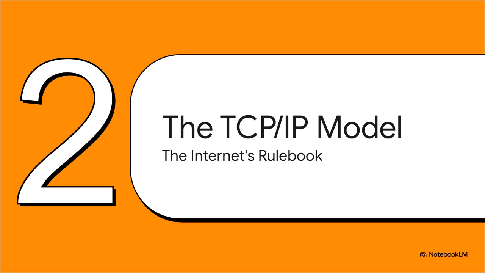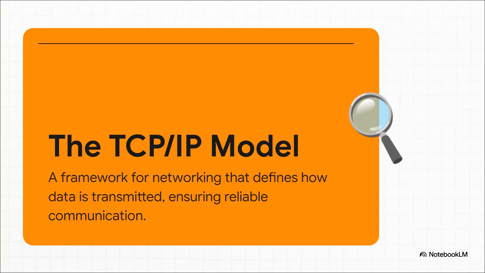This is it. This is the official rulebook for how everything on the internet talks to everything else. So what is it, really? Well, the TCP/IP model is basically the set of protocols, or rules, that dictate how data moves. It was actually developed by the US Department of Defense way back in the 1960s. Its whole purpose was to create a standardized, reliable way for different kinds of computers to communicate.